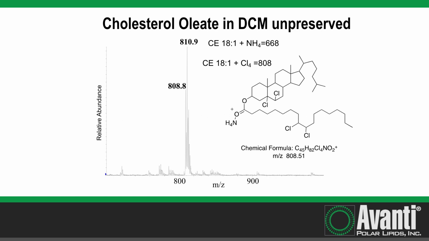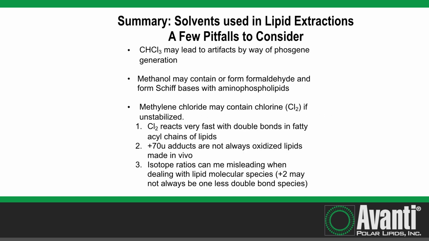So it turns out that unpreserved dichloromethane had chlorine present, and that chlorine was adding to double bonds in the lipids that were present here. So, in summary, pay attention to what solvents you're using. Chloroform is widely used, but be careful of phosgene. Sometimes you get a bottle which has phosgene already in it, or if you store the chloroform, you may generate phosgene. Methanol does contain trace amounts of formaldehyde, which can form Schiff bases with aminophospholipids. Sometimes you can generate that yourself.